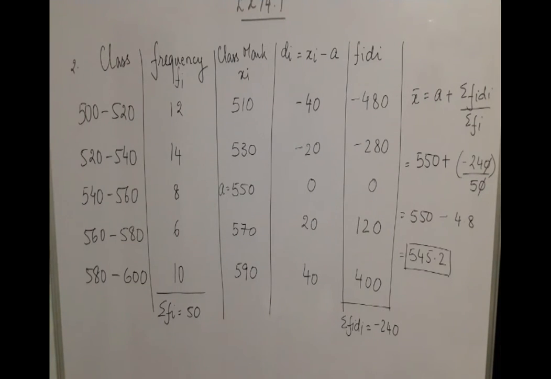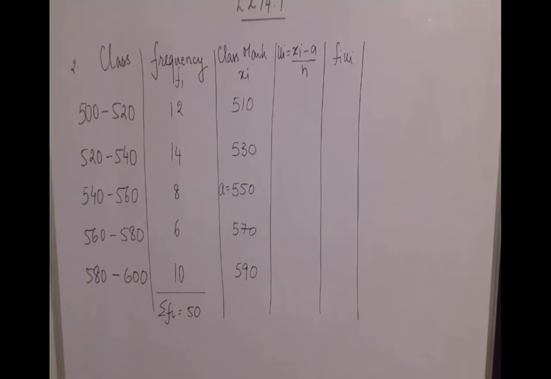Now I will do the same sum using the step deviation method. You can then decide which is easier for you, and you can choose whichever method you find easier. Now we'll use the step deviation method and check. This is the same sum, but now instead of di, I'm going to use ui. What is ui? ui is xi minus A upon h. So here we need to know what the h is. H is the class length.